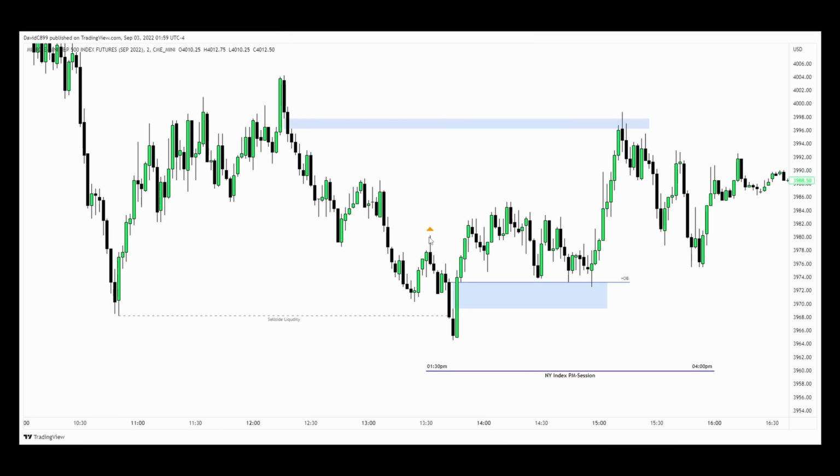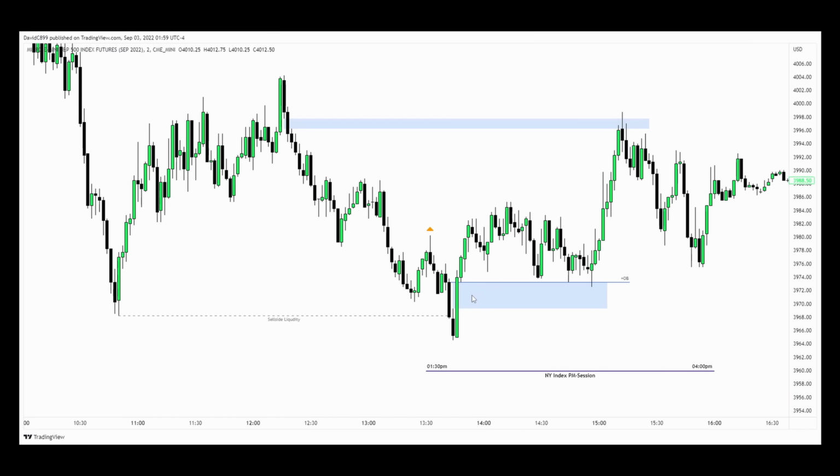Why is that an intermediate term high? Because this candle rebalances this sell side imbalance, buy side inefficiency, SIBI, and price is trading through it. So this is a bullish market structure shift, and an early indication that price wants to trade higher into a premium PDA.